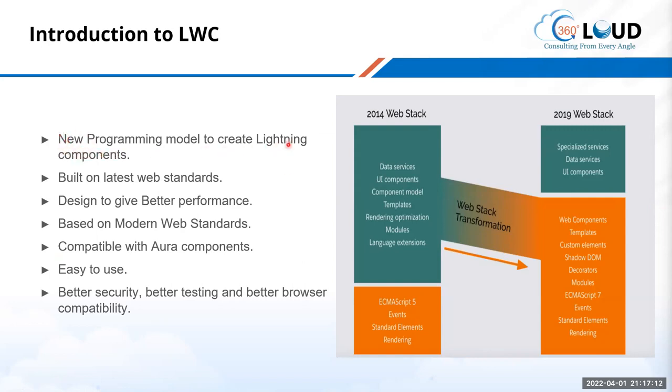We create all the components in a Lightning model, and it is built on the latest web standards. By latest web standards, I mean it is run by the web stack itself. It is understood by the web engine itself. The web engine means you can run it on Mozilla, Chrome, Internet Explorer, Microsoft Edge, or Safari. So it is built on the latest web standards and designed to give better performance.